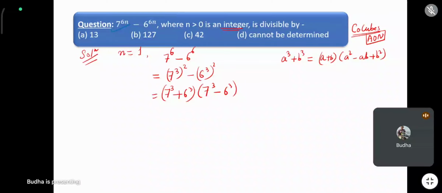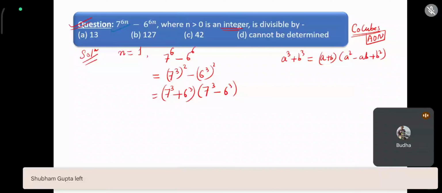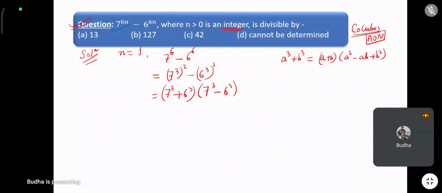If the company says we will be conducting through CoCubes, then you will have to go through this type of question. You will have to practice like this. CoCubes normally asks questions based on these types, which are called identities. Now 7 cube plus 6 cube, a cube minus b cube. If you have minus here, simply write minus and then plus.